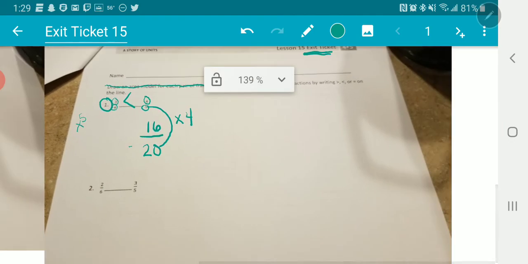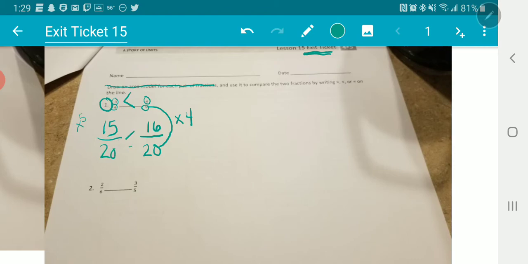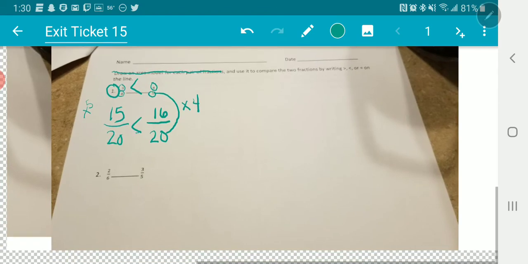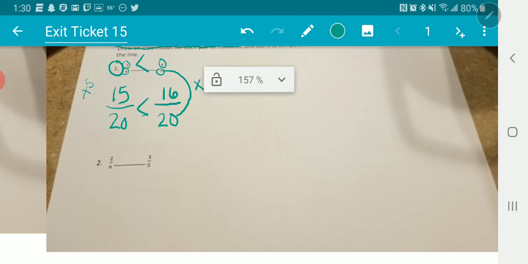Oops. For number 2, we had 6 in the denominator and 5. So once again, we had to make a common denominator. And we do that by multiplying. So 6 times 5 is 30.